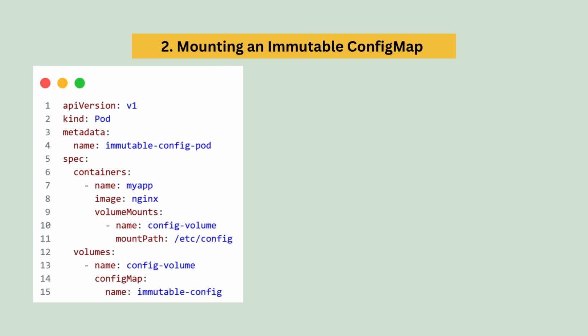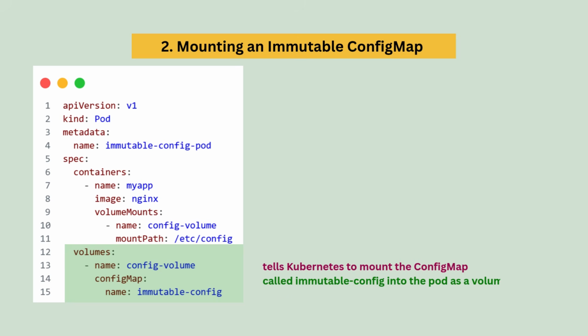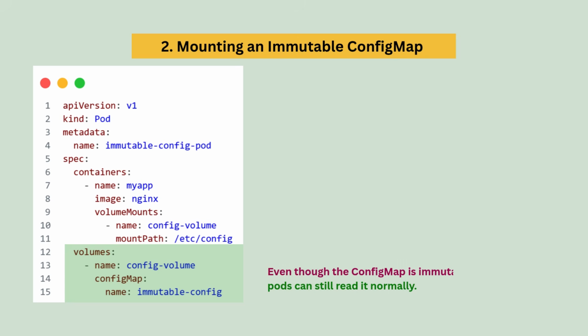Now let's understand how to mount an immutable config map. So inside your pod YAML, this part tells Kubernetes to mount the config map called Immutable Config into the pod as a volume. Even though the config map is immutable, pods can still read it normally.